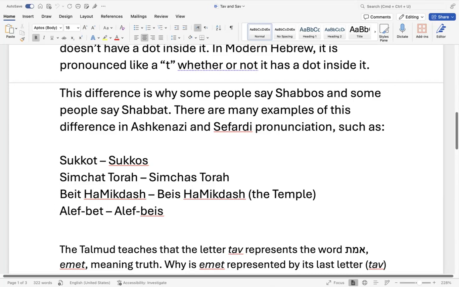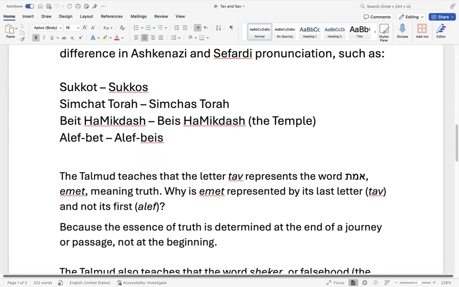But what I wanted to introduce you to is the word emet. Here's the word emet. In the Talmud, we learned that the word emet means truth. Now you see the very last letter of emet is the Taf. Why is emet represented by the last letter, not the first letter? The answer the Talmud gives is because the truth of the matter often doesn't become clear until the end of a journey, not in the beginning.